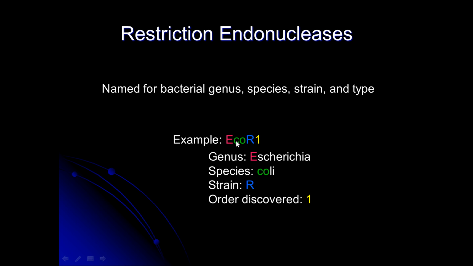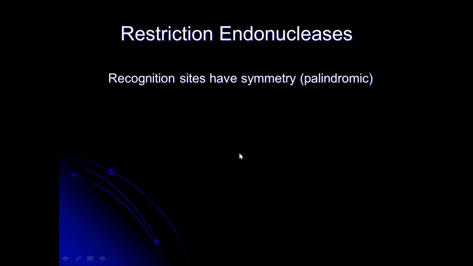This means E represents Escherichia, Co represents coli, R represents the strain, and one represents the order of discovery. That's why the name is EcoR1. According to that, HindII and so on. So the name comes from the bacterial genus, species, strain, and type. This is how we write restriction endonuclease names.